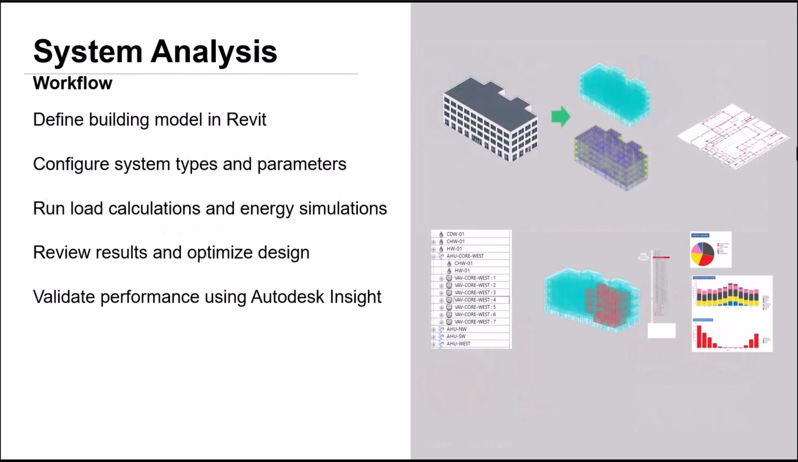So let me walk you through the typical workflow for system analysis in Revit. First, we define the building model. This includes geometry, room spaces, zones. Next, we configure system types and parameters, for example, HVAC system type, supply and return settings, or design conditions. And then we run load calculations and energy simulation directly in Revit. These calculations help us understand, just like I said, the heating and cooling needs per zone. And once the results are generated, we can review them and optimize the design. Maybe we adjust zoning, insulation, or ventilation strategies.